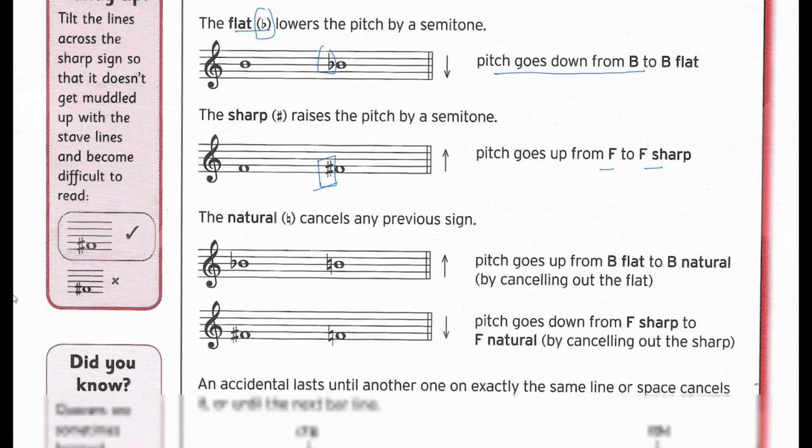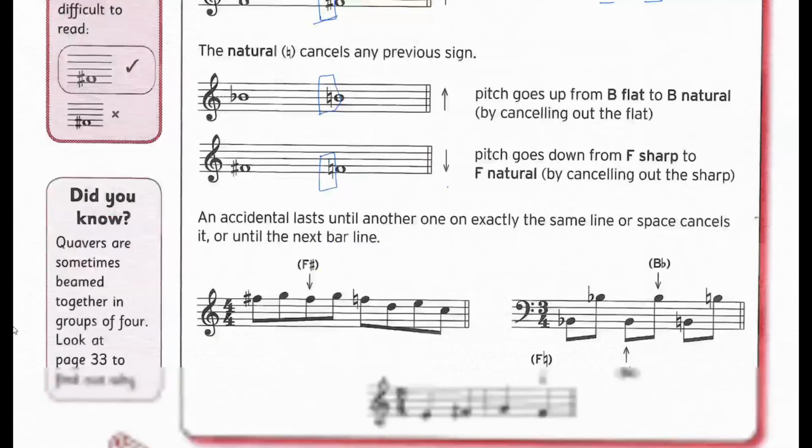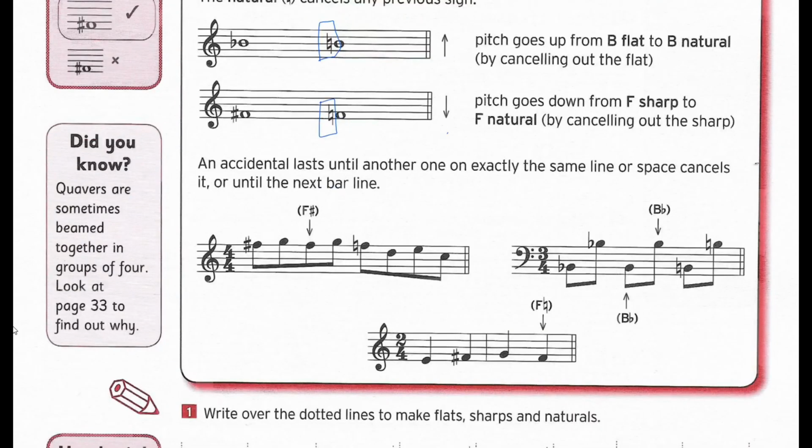Okay. To make a note natural from flat or from sharp, this is the natural accidental. If you want to go from flat to natural, that means you have to go up. To make it natural you put this sign, or from sharp to get it down, you make it natural, you put this sign. Okay. You can see some examples here.